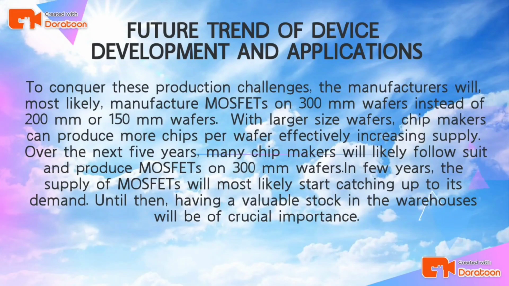Future trend of device development and applications. To overcome these production challenges, manufacturers will most likely manufacture MOSFETs on 300 mm wafers instead of 200 mm or 150 mm wafers. With larger size wafers, chip makers can produce more chips per wafer, effectively increasing supply. Over the next 5 years, many chip makers will likely follow suit and produce MOSFETs on 300 mm wafers. In a few years, the supply of MOSFETs will most likely start catching up to its demand.